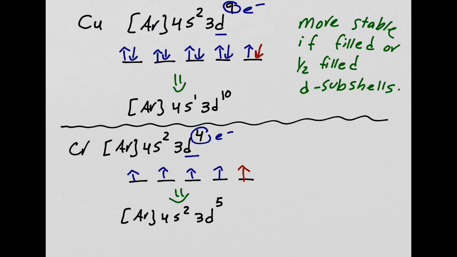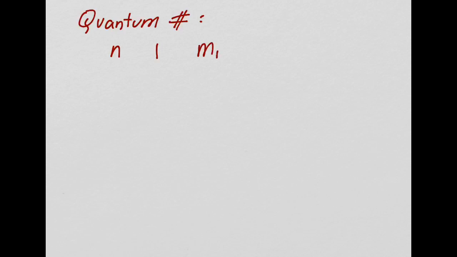Now, the next thing we're going to do, and we really haven't talked about this, is quantum numbers. We went over the quantum numbers, and we figured out what each number means. But now we're going to see how you would find the quantum numbers for each element. Before we do that, remember the quantum numbers are n, l, m sub l, and m sub s, in this order.